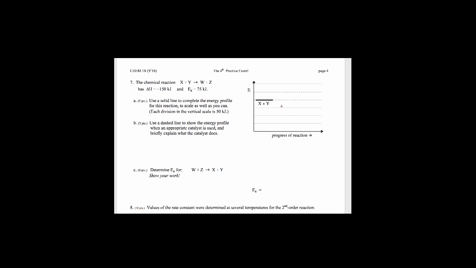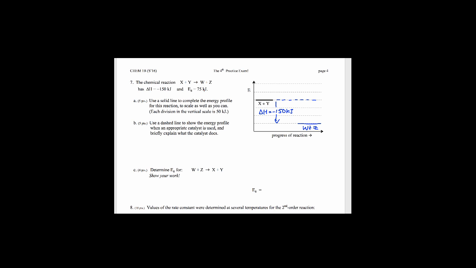So if each of these divisions is 50 kilojoules from our initial energy of X plus Y, the reactants, 50, 100, 150, the products, W plus Z, are 150 kilojoules lower in energy than the reactants. So from here down to there, that is our delta H value, and that's equal to negative 150 kilojoules.